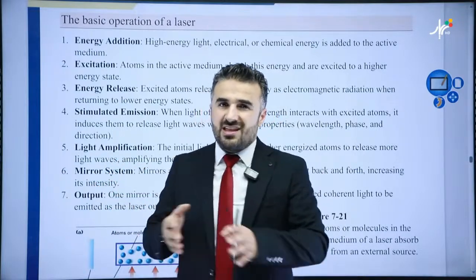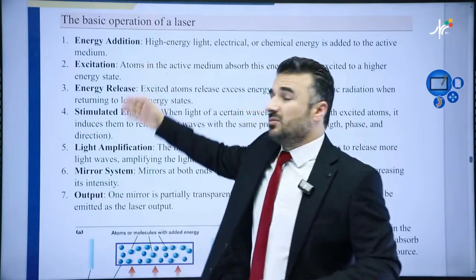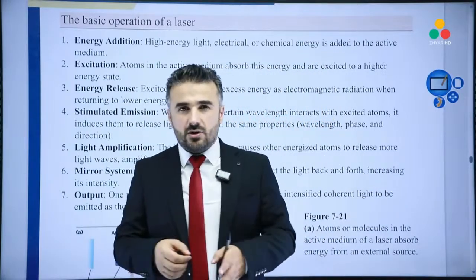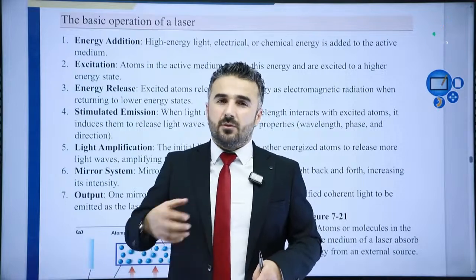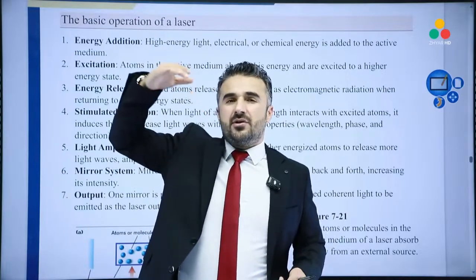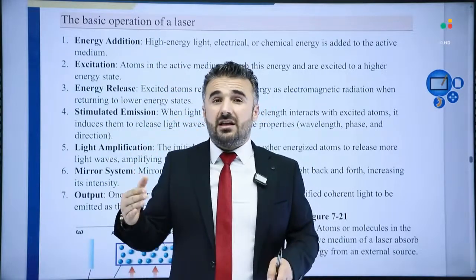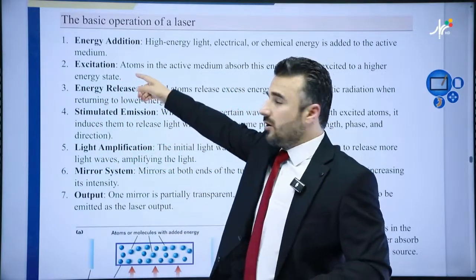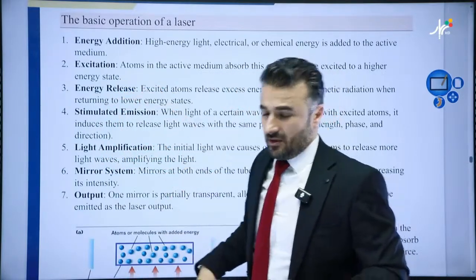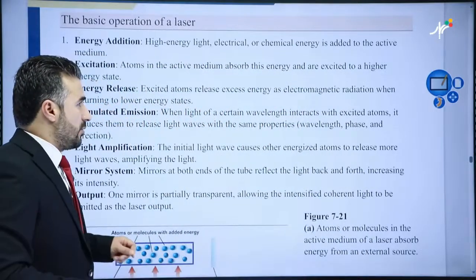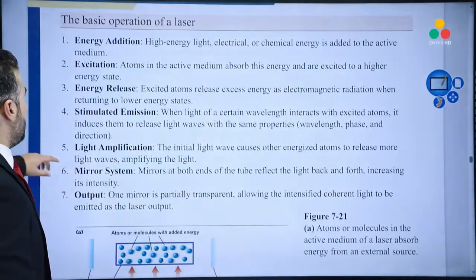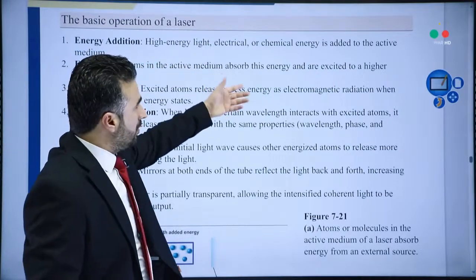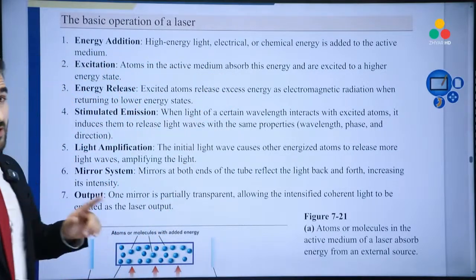Once you're giving this energy to that active medium, of course, this active medium contains a lot of particles, a lot of atoms. So these atoms, or the electrons of these atoms, once they absorb the energy, they go into a higher state of energy. So now they're excited. Once they are excited, that'll be the second step, which is excitation. Let me go through the steps here as well. Maybe later on I'll draw a diagram for you as well. So energy addition: high energy light, electrical or chemical energy is added to the active medium. That is the first step, yeah?